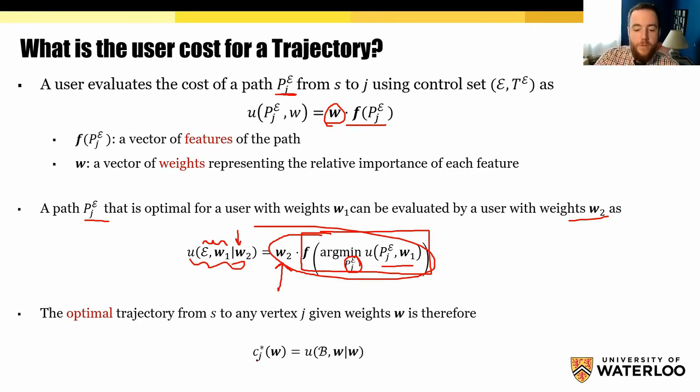With this in mind, we observe that the optimal cost of a path given weights W is given as U_B(W, W). This is the cost of a path using all possible connections that is optimal for a user whose weights are W, that is then evaluated by a user whose weights are also W.